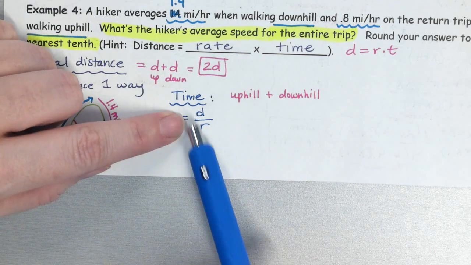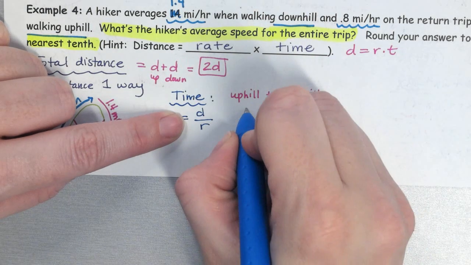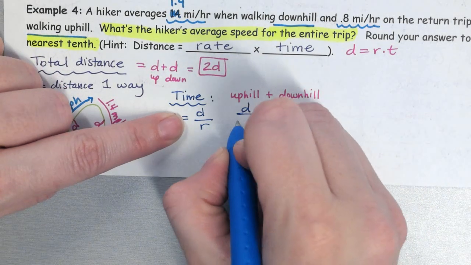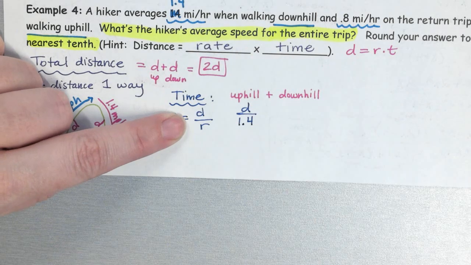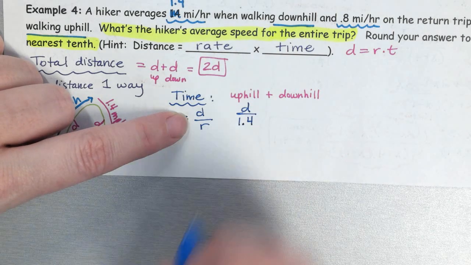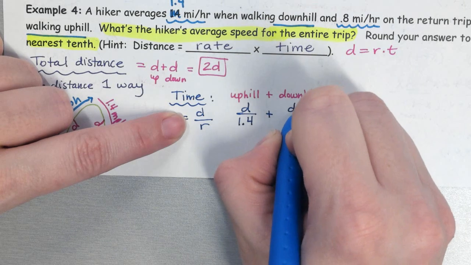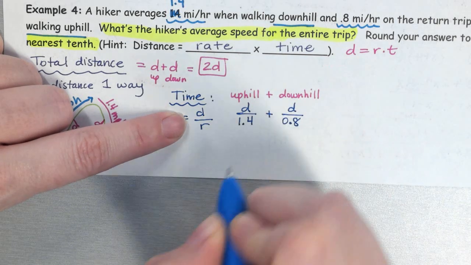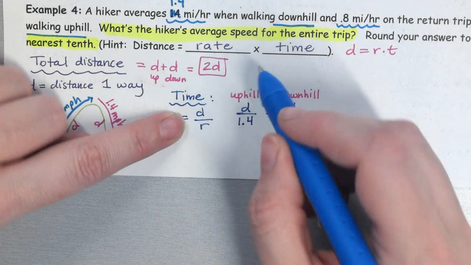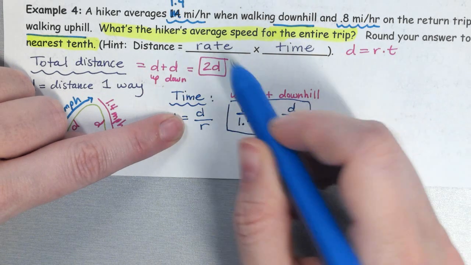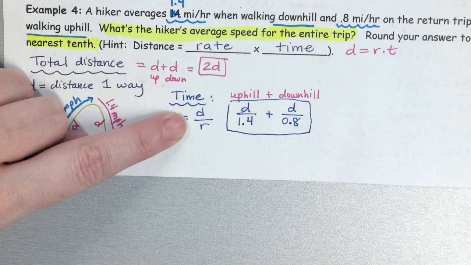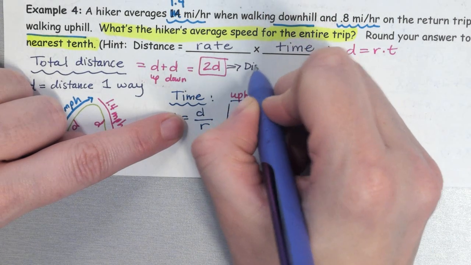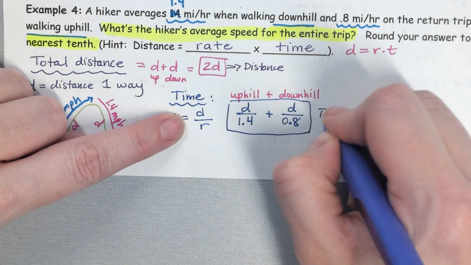Uphill, the distance is d. That's what we said, right? The distance up is d. The rate uphill is what? 1.4. Plus, downhill, you're going the same distance, but now what's your rate? 0.8, yeah. Okay, so this is your total time. So we found the total distance, and we found the total time.